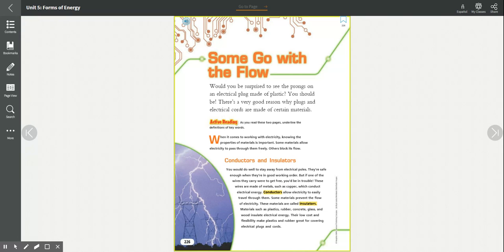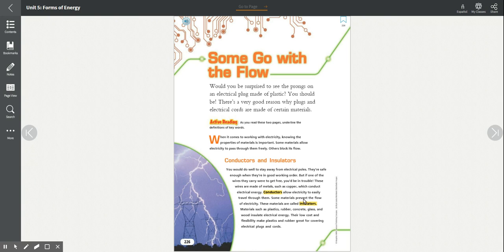These wires were made of metals such as copper, which conduct electrical energy. This is something you might want to underline right here. Okay, I'm just showing you. All right. Conductors allow electricity to easily travel through them.